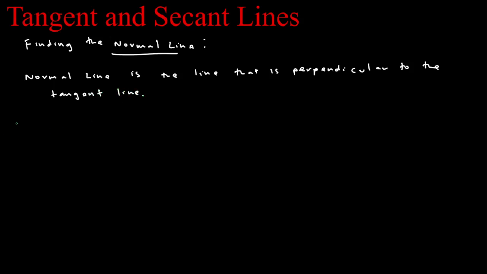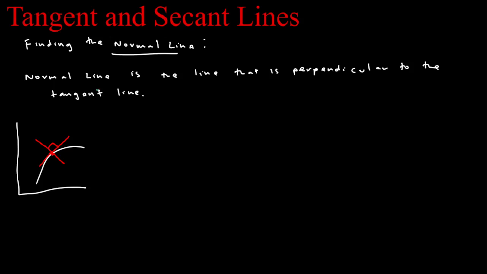So graphically, if you have this sort of function, this is our tangent line. Let me do a different color. If this is our tangent line, then our normal line will look like this, right? Because it's perpendicular. How do we go about doing this?